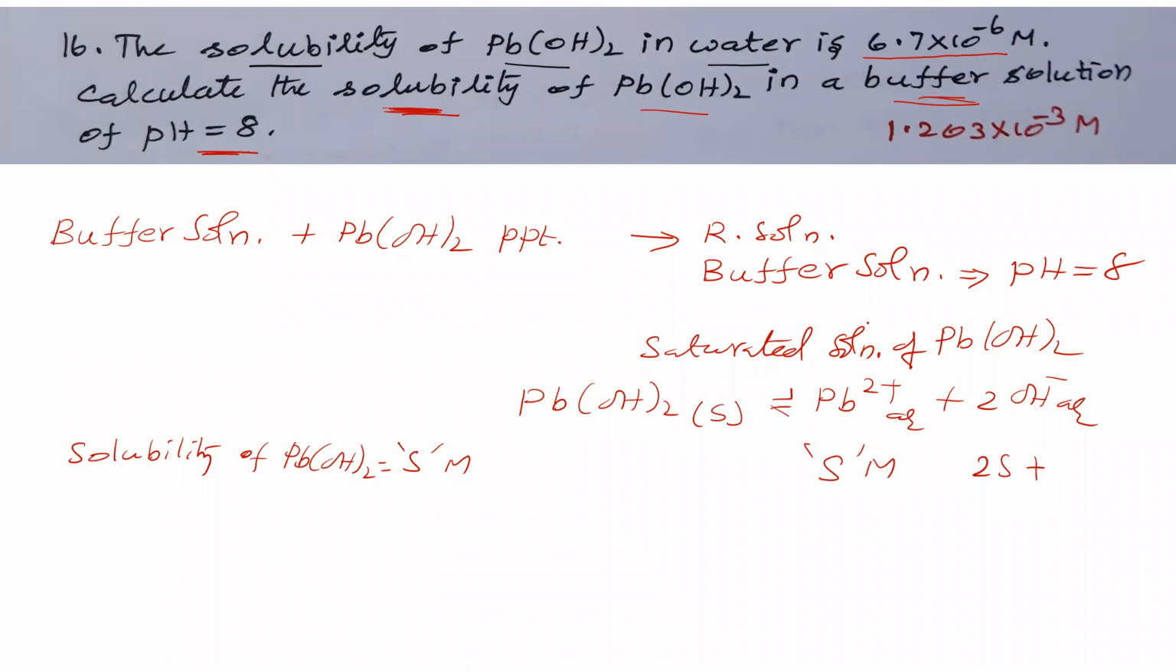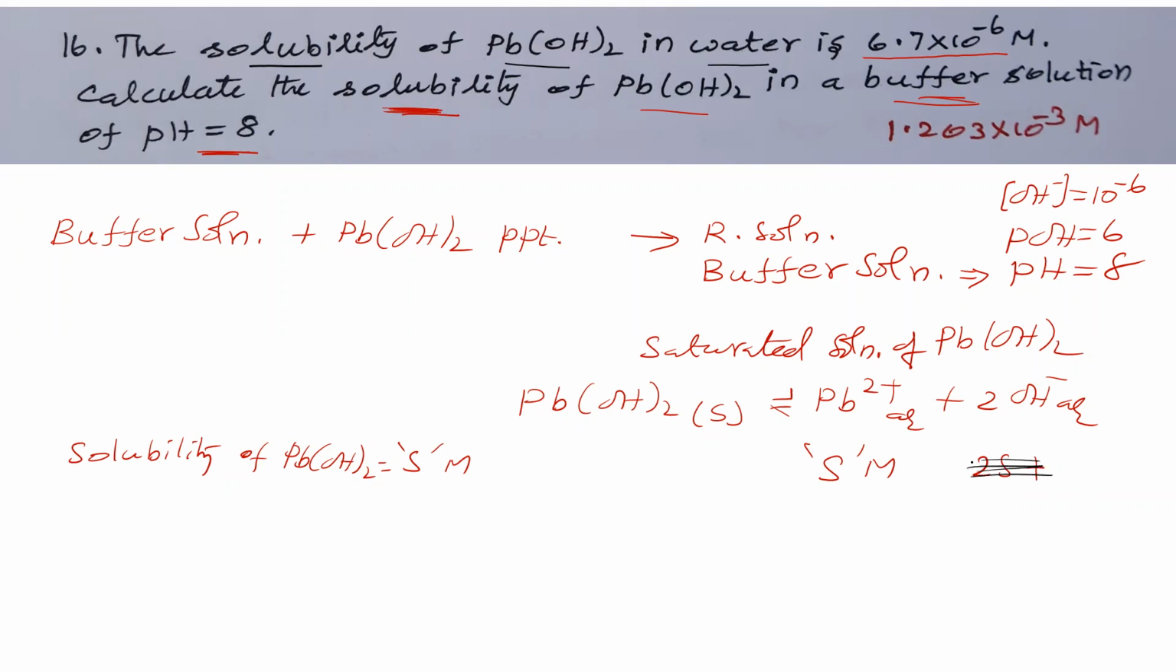This Pb(OH)2 is present in this buffer solution, and the pH of this resultant solution is 8. With pH 8, pOH is equal to 6. So the concentration of OH- is equal to 10^-6. Therefore, we will write the concentration of OH- as 10^-6 here.